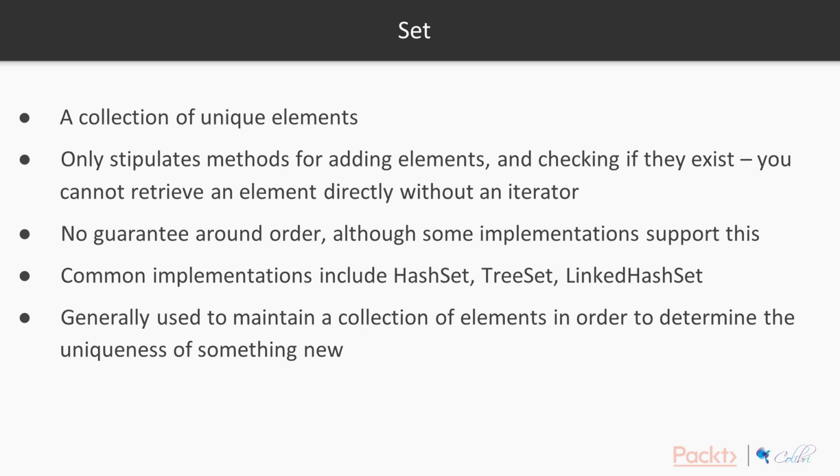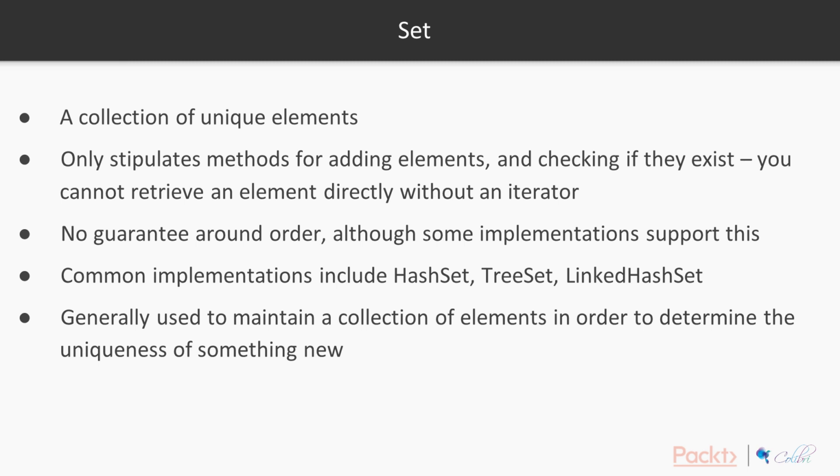Firstly, we have a set. A set is a collection of unique elements, and this actually mimics the mathematical concept of a set. A set stipulates that everything in it must be unique, so you can only insert an object once. A set actually only stipulates methods for adding elements and then checking if they exist. So you can't really retrieve an element directly without an iterator. There's no concept of a list type interface with a set. There's no concept by definition of ordering, for example. It's just a bucket of unique elements.